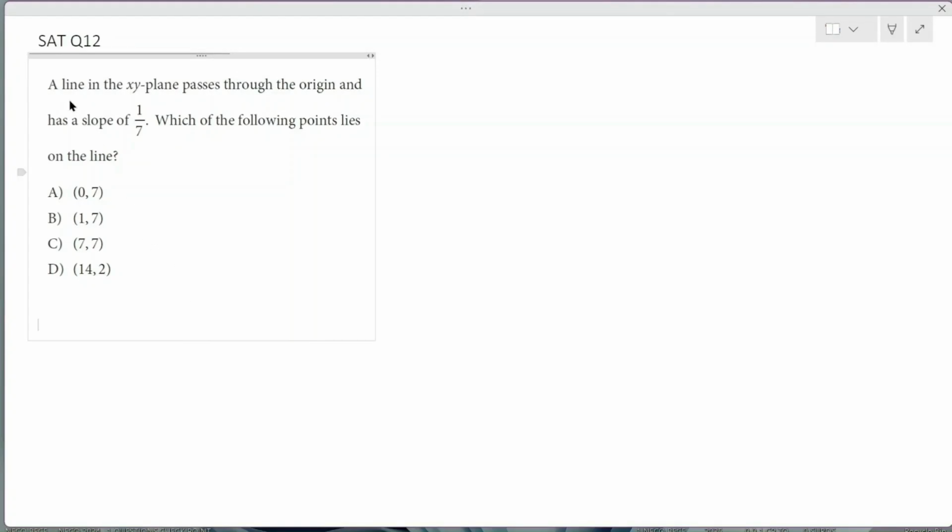Question 12. A line in the x and y plane passes through the origin and has a slope of 1/7. Passing through the origin, the origin is a point where x is 0 and y is 0. So it's (0, 0), and it has a slope of 1/7. The slope is the gradient, which can be represented with m, that's 1/7. Which of these following points lie on the line?